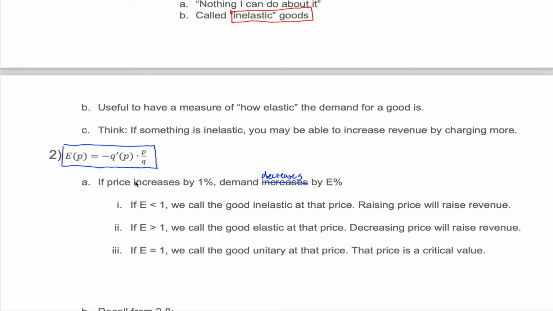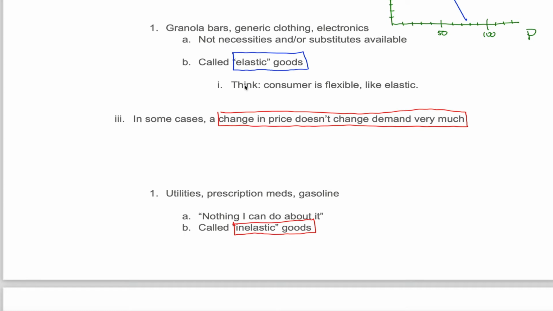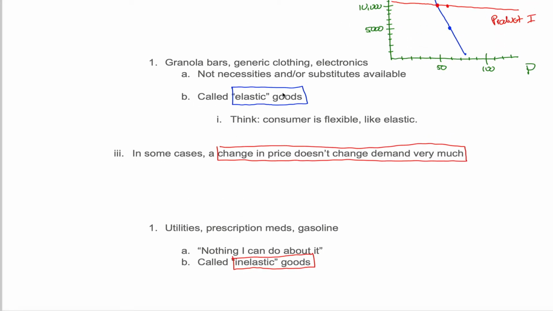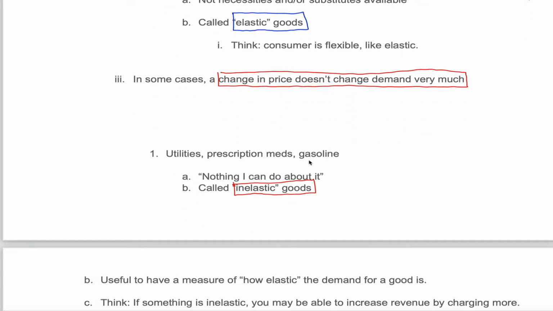A comment about this formula. So far, whenever I've talked about elastic and inelastic, I've just referred to goods. For example, I listed gasoline as inelastic. Go ahead and raise the price, it doesn't matter. People still need to fill up the tank to get to work. Raising the price of gas has a minimal impact on how much gas people demand. But that's a bit of an oversimplification.